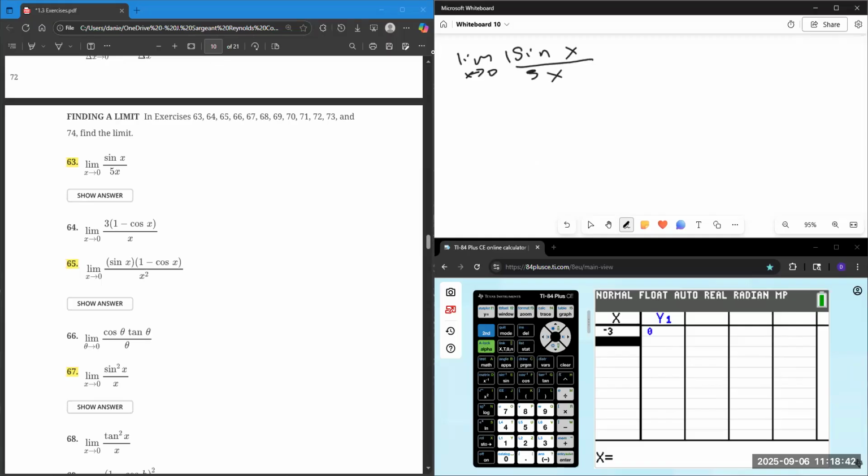But let's pull the 1/5 out here. This is 1/5 times the limit as x goes to 0 of sine x over x. We have that identity, that theorem right there, that equals 1. So my limit is 1/5.